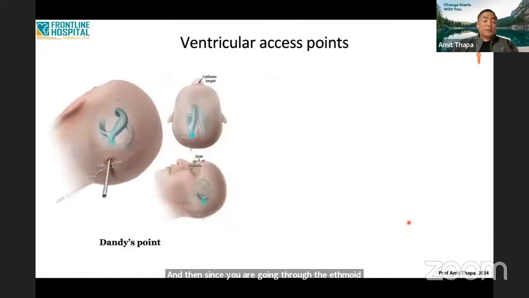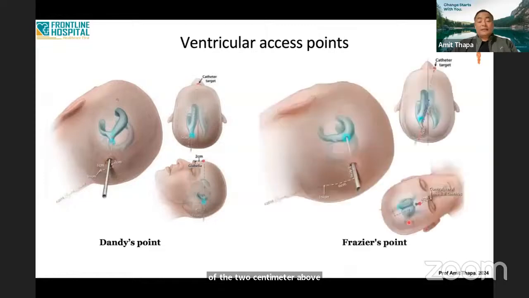Now, Dandy's point is one of the common points used for shunt placements. It is 3 centimeter above and 2 centimeter lateral to the midline, and the target point is the center of the glabella, 2 centimeter above. And the Frazier point is another point which we use, particularly in kids. It is 6 centimeter above the inion and 3 to 4 centimeter from the sagittal plane.